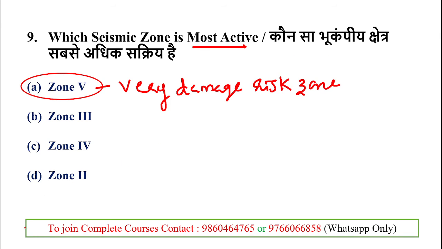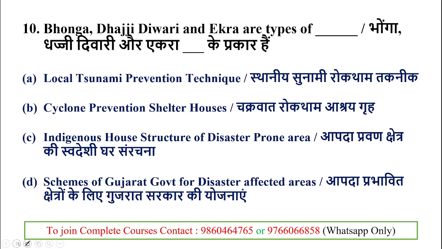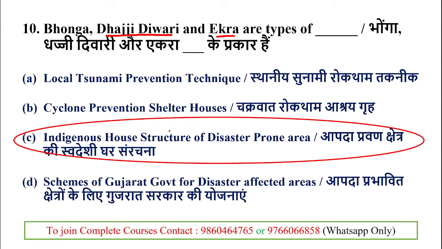Clear? Then the next one is related with Bonga, Daji, Diwari and Ikra, which are types of dash. There are some options given: one is tsunami prevention technique, cyclone prevention shelter, indigenous house structure of disaster prone area, or schemes of Gujarat government for disaster affected areas. So this is a factual question, and Bonga, Daji, Diwari, Ikra are types of indigenous house structure of disaster prone area.